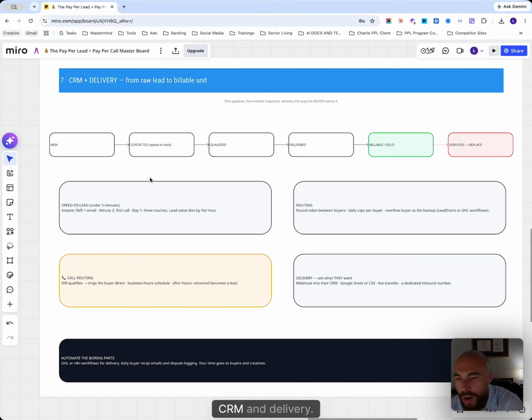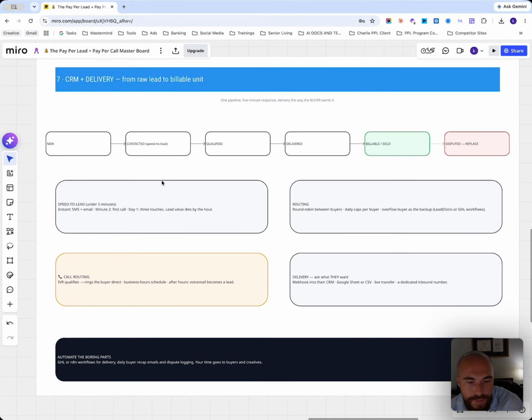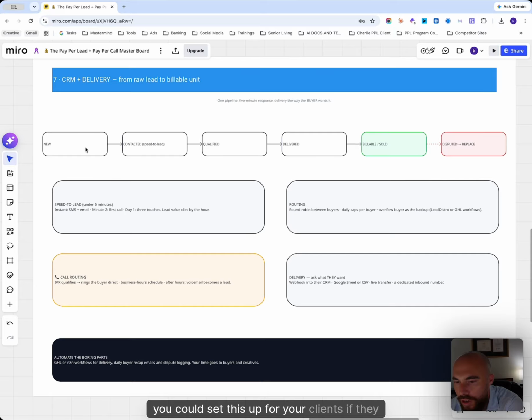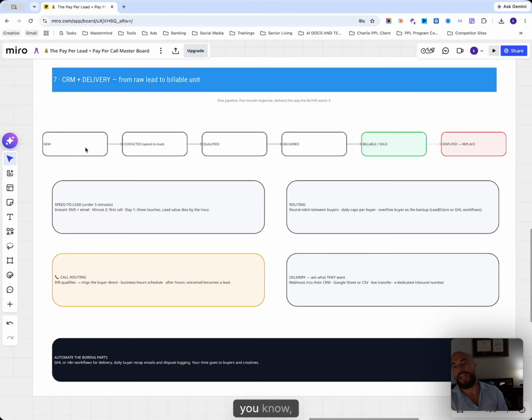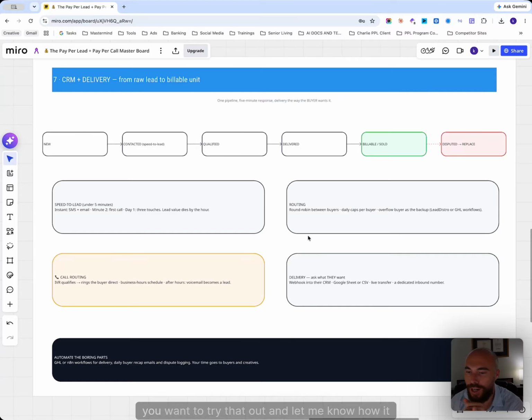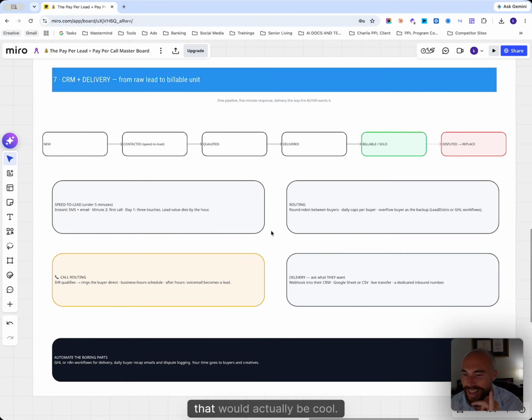Now, CRM and delivery. How do we do this stuff? First of all, you have a pipeline of how the delivery works. You can set this up for your clients. If they don't have this set up, you can even say, hey, this is a good offer. You could go with a HighLevel sub account for your buyer. Hey, we'll give you a free sub account if you buy our leads, something like that. Free CRM if you buy our leads. So if somebody's on here and wants to try that out, let me know how it goes. That would actually be cool.